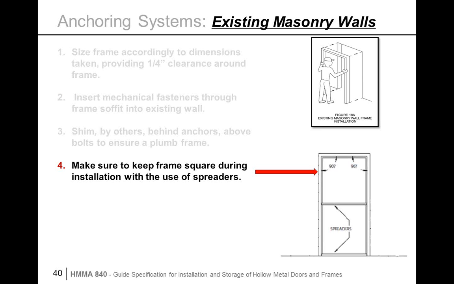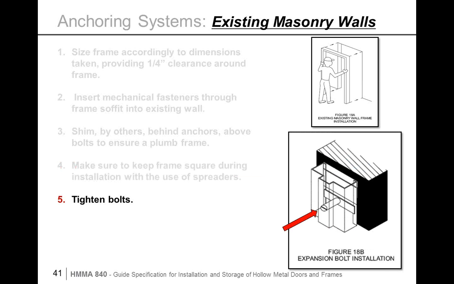Squaring is critical. Again, the spreaders, both top and bottom, are critical. Then the bolt is tightened into the existing masonry wall. And that would go into any type of anchor shield or a different type of bolt that would accommodate anchoring.